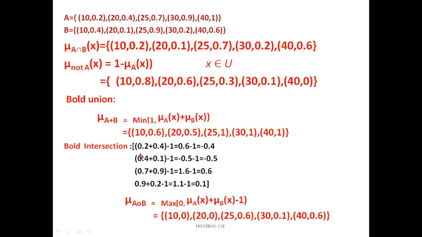Then bold intersection. So bold intersection we can easily calculate based on the formula. What is the formula given? Maximum of 0 comma mu a of x plus mu b of x minus 1. So we have to add this a and b value, and from this value we deduct 1. Obviously we can do it easily. So I make the calculation here. Where 10 is the common factor, I am writing. Then take the membership functions here, that is 0.2 plus 0.4, then what will happen? It will give 0.6 minus 1. What is the answer? We get minus 0.4.